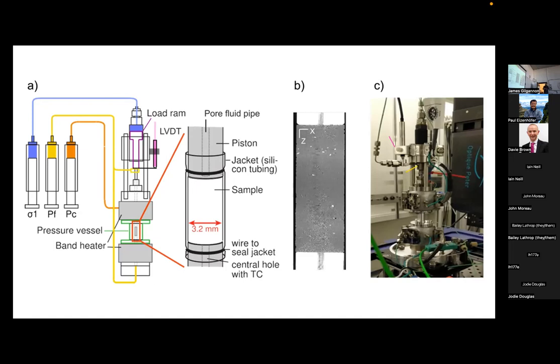This is what it looks like. I don't know if it's so easy for you guys to see, but you basically have some band heaters here sitting on the lower section of the rig. You have an X-ray transparent titanium housing here for the sample. And then we have another heater up here, and we have all of the controls that you can see there.